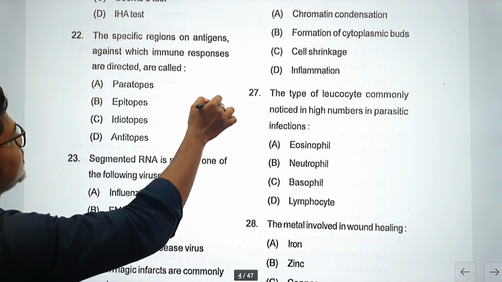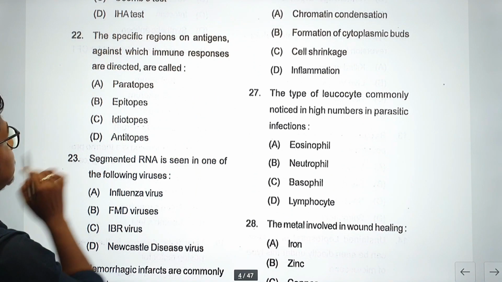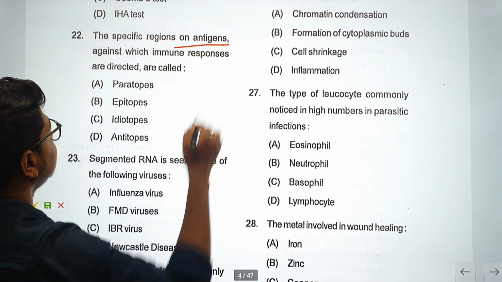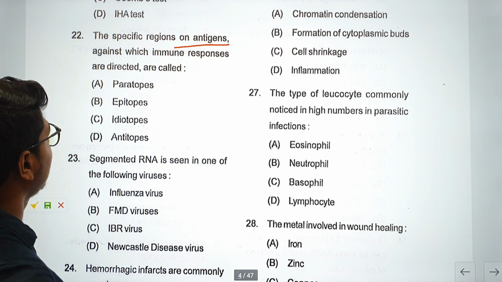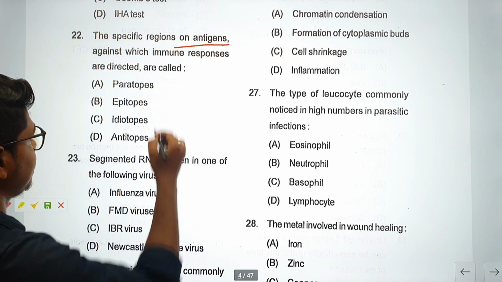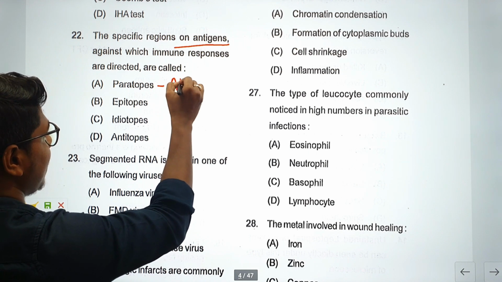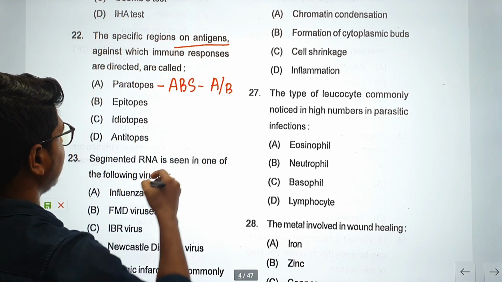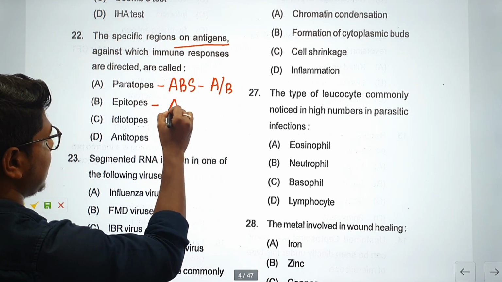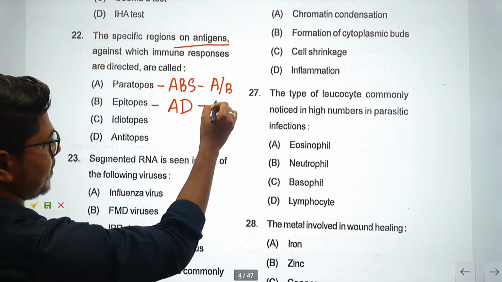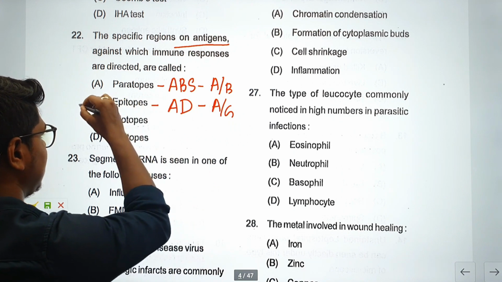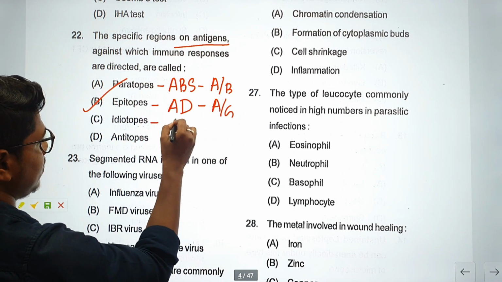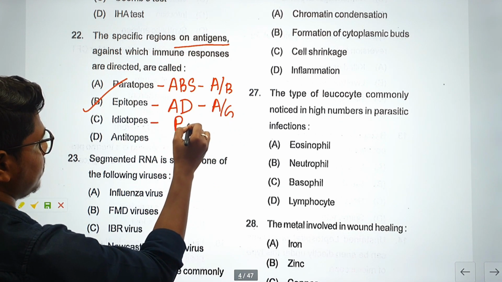The specific regions on antigen against which immune response is directed are called? Paratope is basically the antigen binding site, which is a part of the antibody. Epitope is known as the antigenic determinant, which is part of the antigen. The answer is epitope.